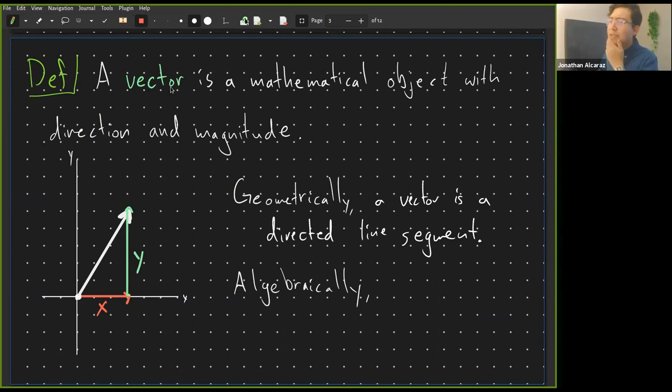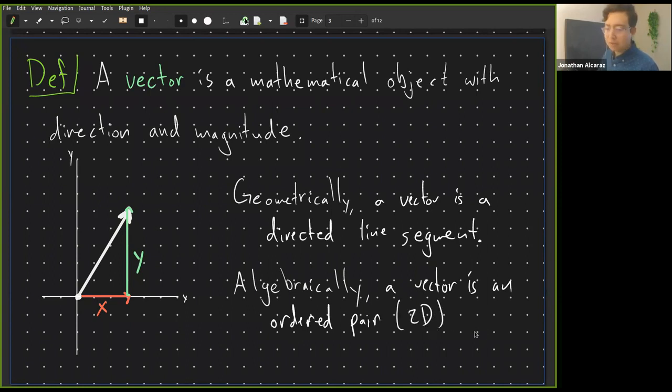But how does that relate to the algebra side of things? When we talk about vectors algebraically, a vector is an ordered pair. Well, if it's 2D, then you only need two numbers. A pair is two numbers. Or an ordered triple. An ordered triple, just like an ordered pair is two numbers in some order, is three numbers in order. So you have an ordered pair or an ordered triple.